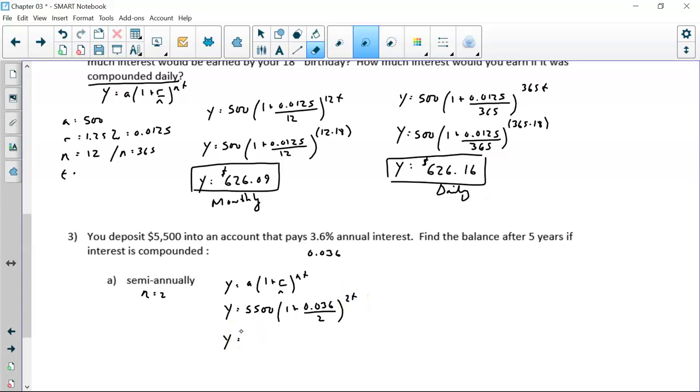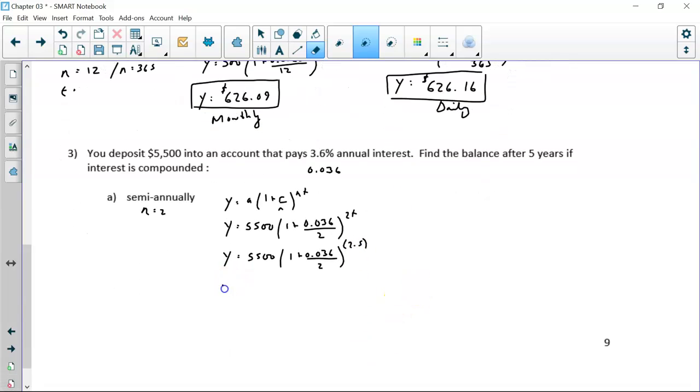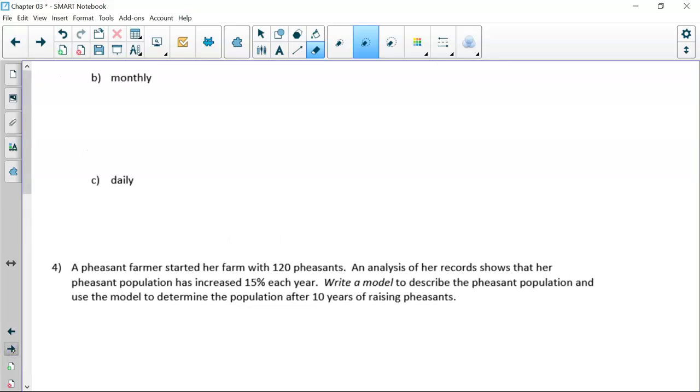So if we're looking at 5 years, 5,500 times 1 plus 0.036 divided by 2 to the 2 times 5. And our value would be $6,574.16. That's our balance after 5 years. Next page, we'll do a couple more of these. Same thing, except now we're looking at monthly.